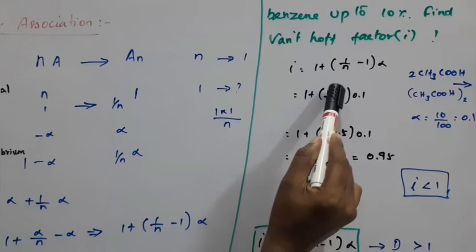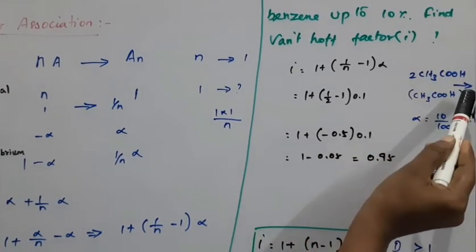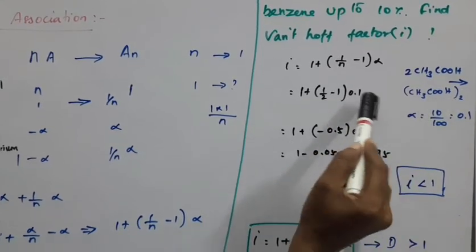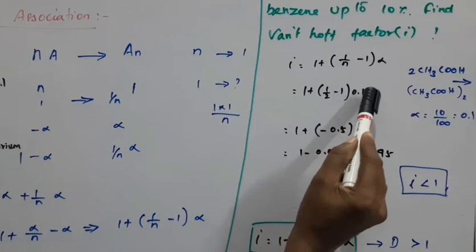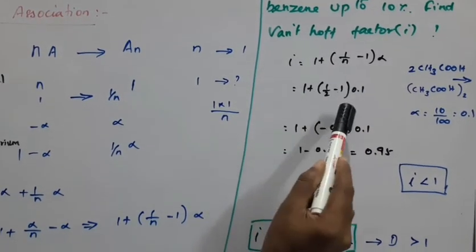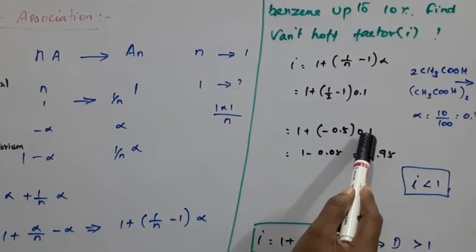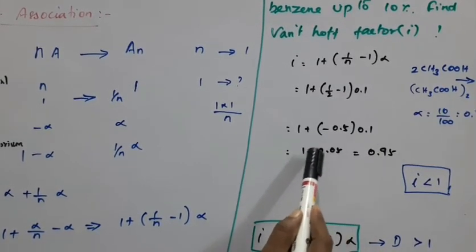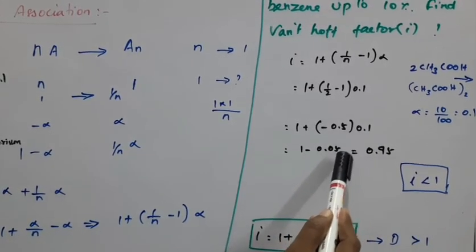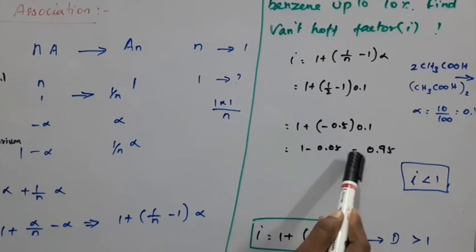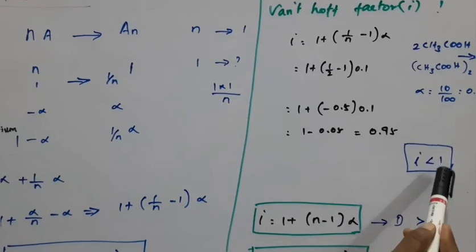So 1 plus (1 by 2 minus 1) into 0.1, where the n value becomes 2 because 2 moles associate to give 1 mole of acetic acid dimer. Okay, 1 plus minus 0.5 into 0.1. So this is 1 minus, 0.5 multiplied by 0.1 is 0.05, equal to 0.95. So the i value is less than 1.